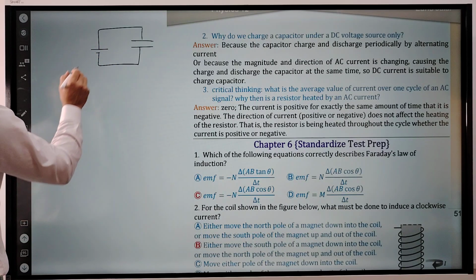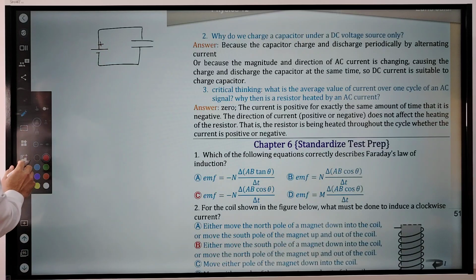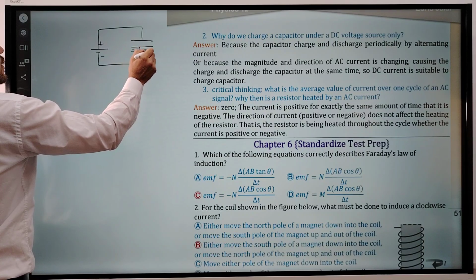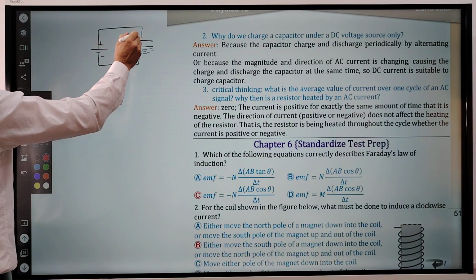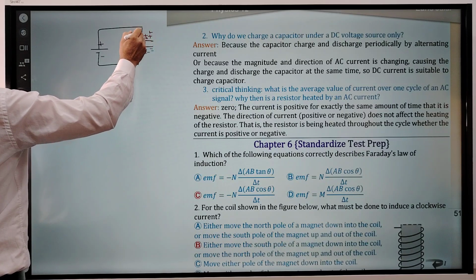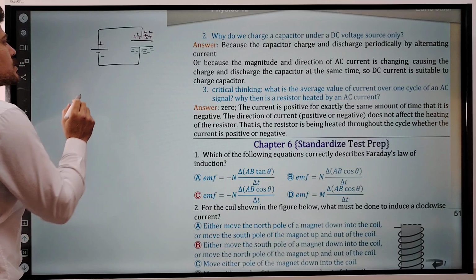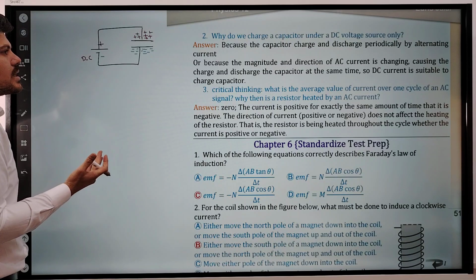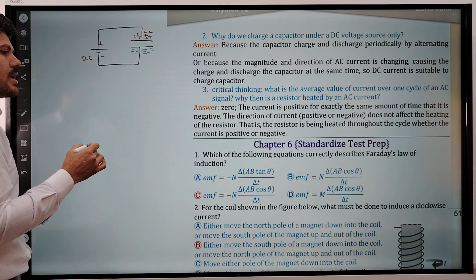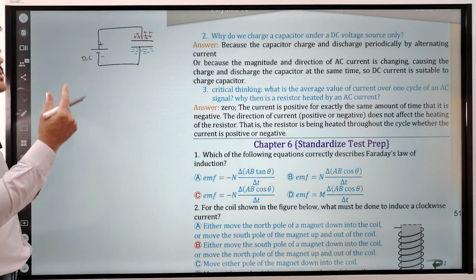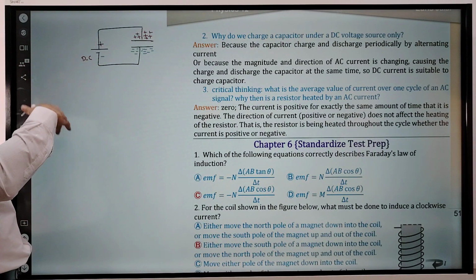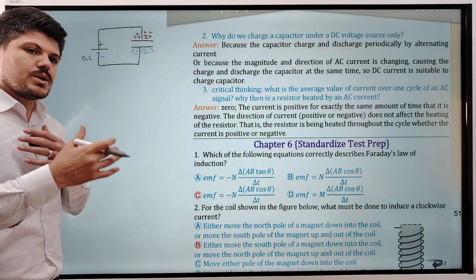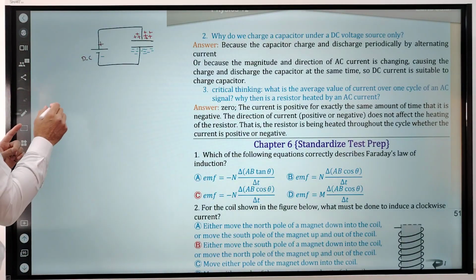This capacitor becomes charged under a DC source. The negative charge will accumulate here, and the positive charge will accumulate here. We can get a permanent capacitor. Why is the capacitor charged only by a DC source, not an AC source? Because in an AC source, the current has its maximum value only at one instant. So the current goes from zero to maximum. That is why under the AC source, the capacitor is charged, discharged, charged, discharged. In DC, it's not like that.